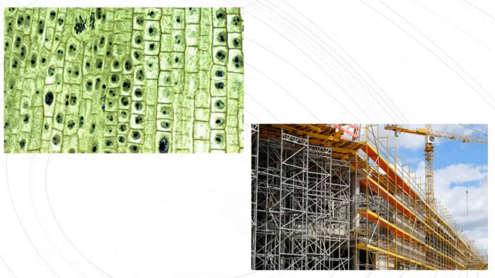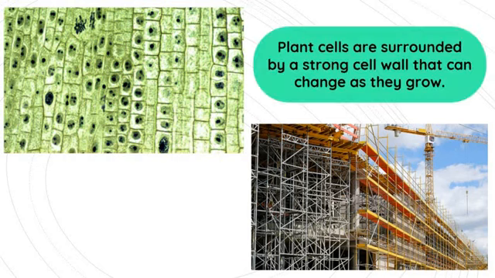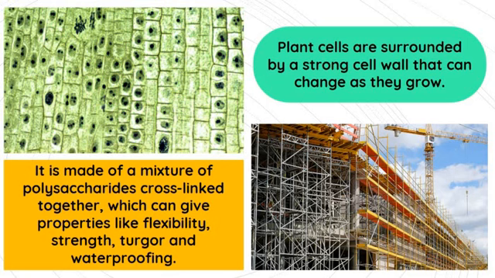When we think about plant cell walls, normally we imagine it as a single layer outside of the plasma membrane that is going to surround the plant cell and help support its structure by being quite strong. We also know at the moment that it's made of a mixture of polysaccharides that are cross-linked together, which can increase properties like flexibility, strength, turgor and waterproofing. So you can imagine this as a structure that looks a bit like scaffolding with lots of different components together that is going to help support that plant and keep it standing up nice and tall.